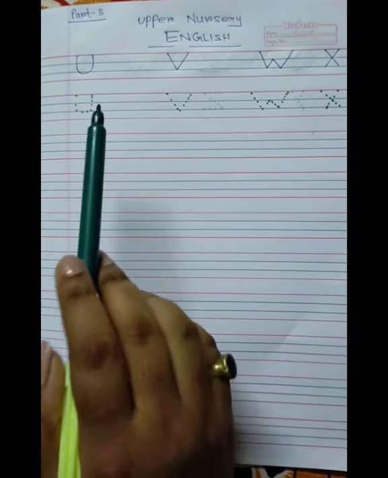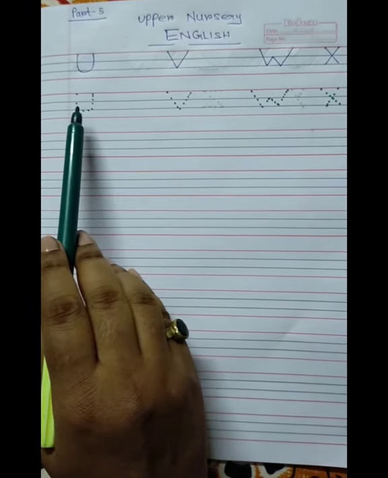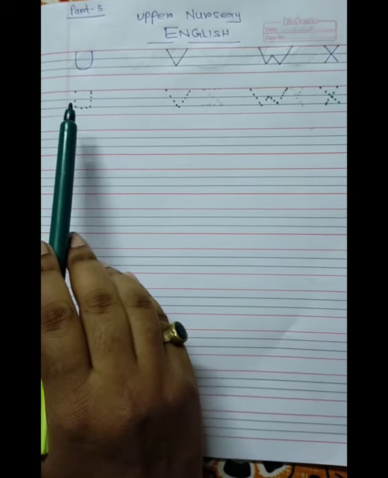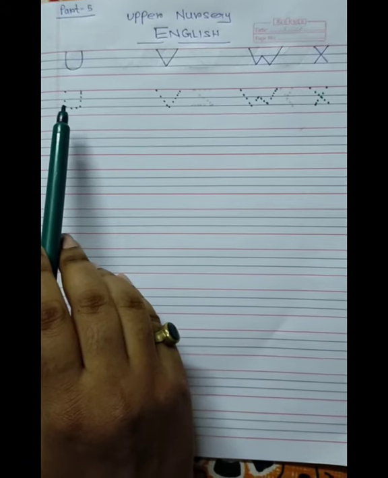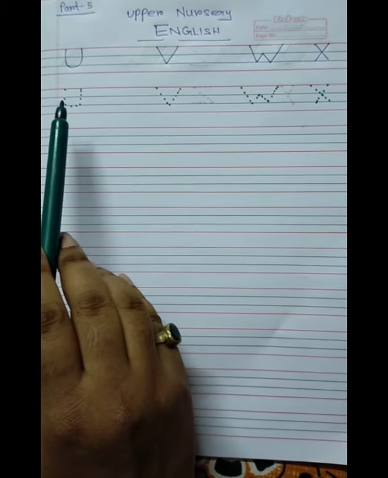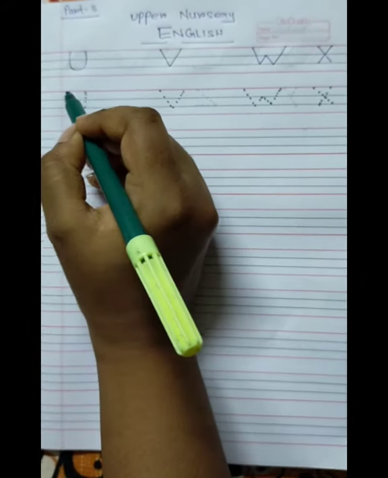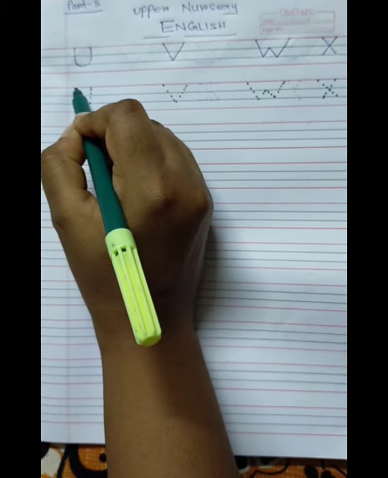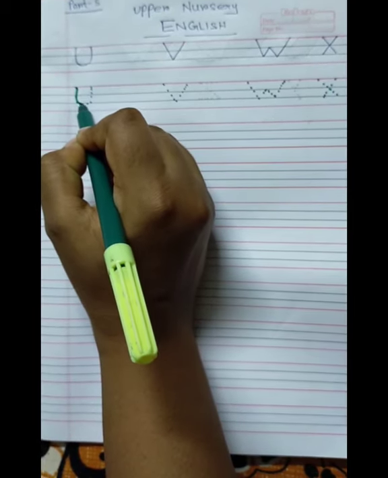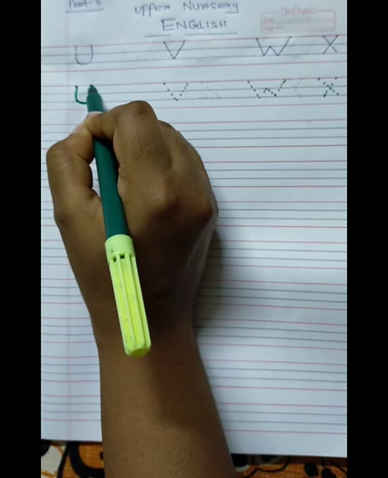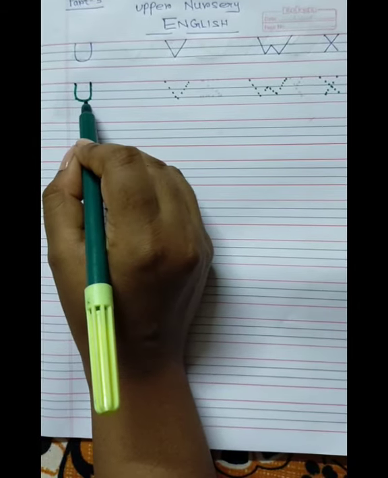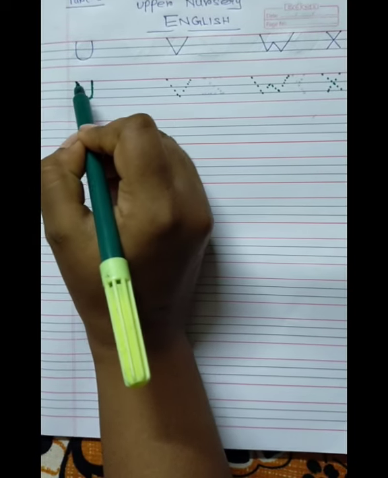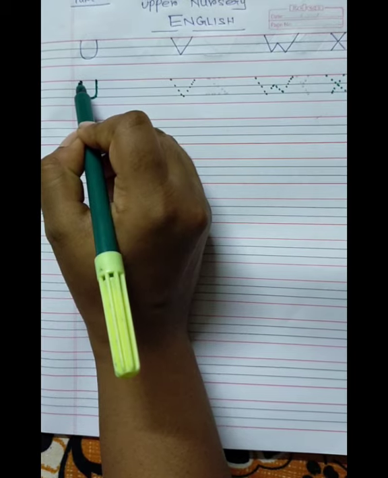Do you remember, children? U is the example of which line? U is the example of wave curves. Remember, children? So how to draw wave curves? Let me revise it. See. From the first point, just observe the line. Drag it downwards and then again upwards. It forms U. I have already taught you how to draw wave curves. So U is the example of wave curves.